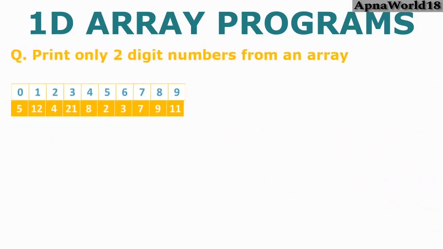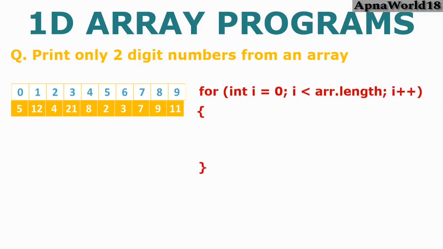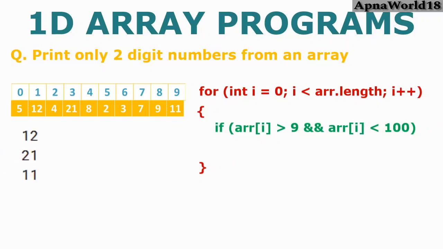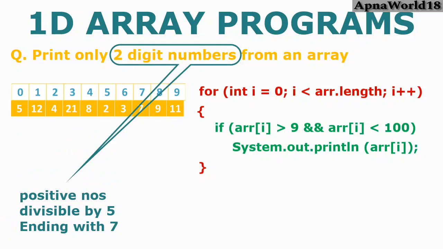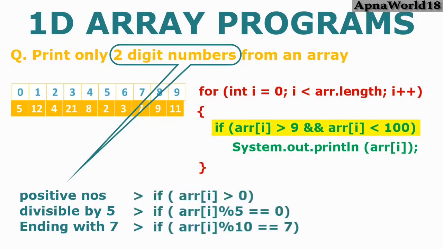The next program could be to print all two-digit numbers in an array. Here again, in the traversal loop, we just need to add an if condition for number greater than 9 and less than 100 and print only those numbers. This gives us the required output. Like this, there can be many variations of the same question, like print all positive numbers, print numbers divisible by 5, numbers ending with 7, and the only line you need to change is the if condition to get the new program.